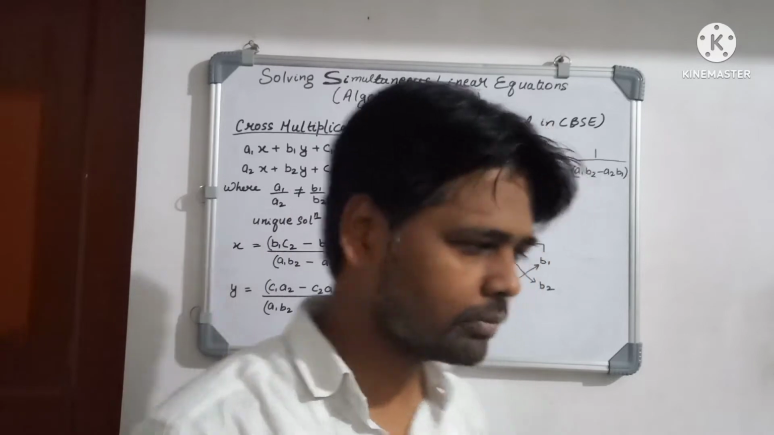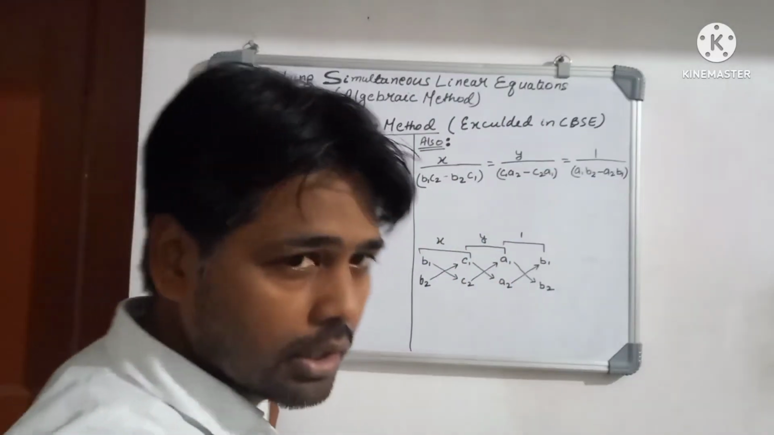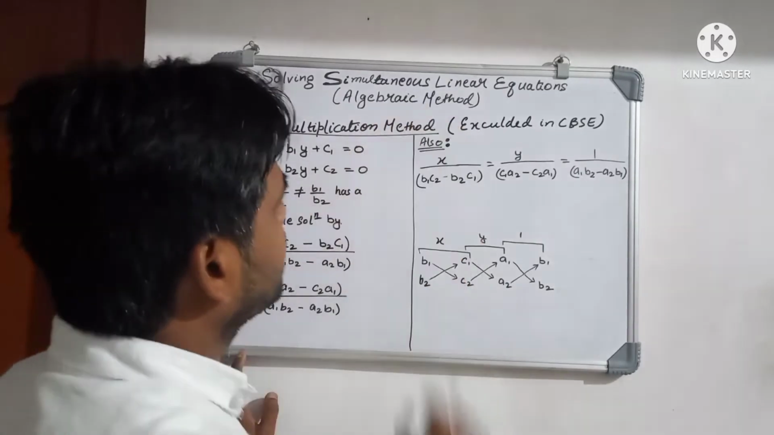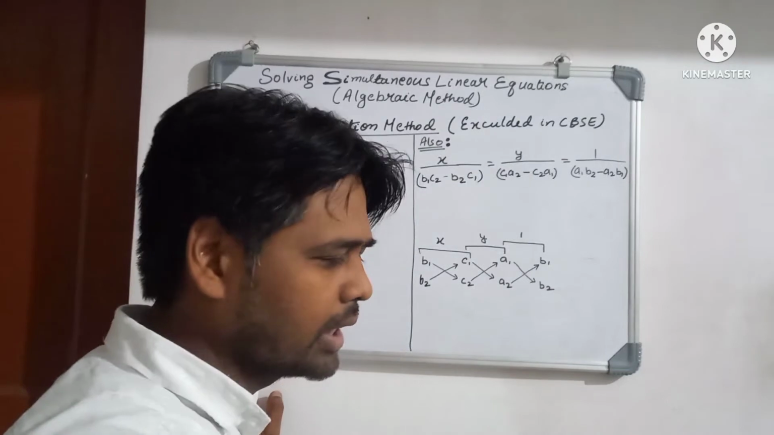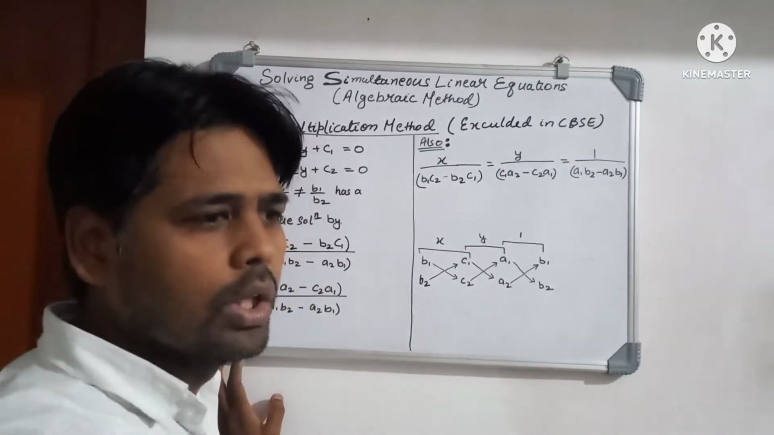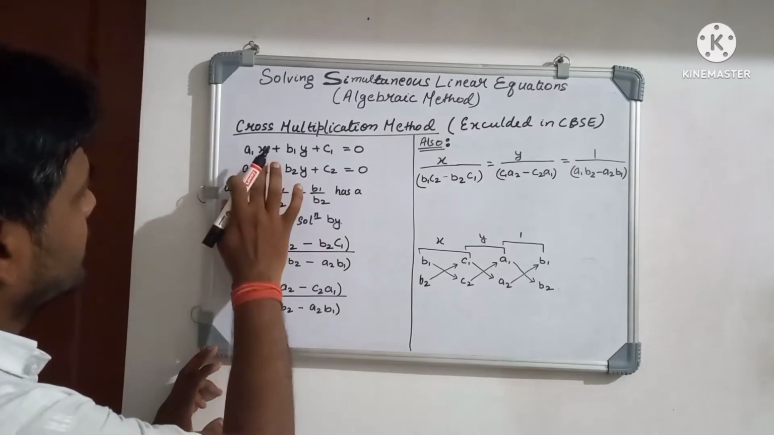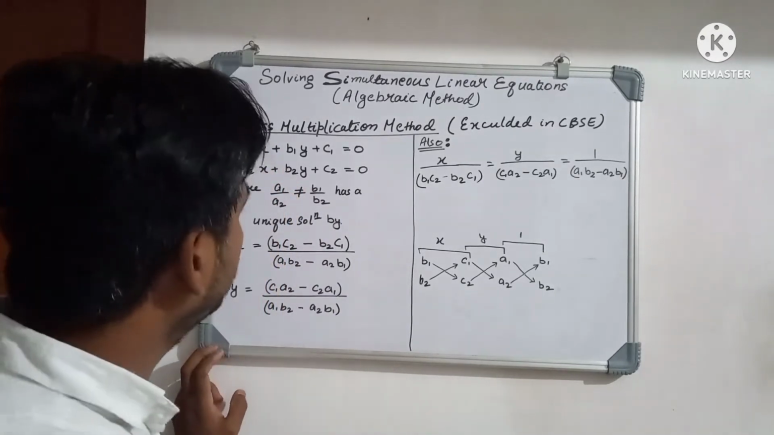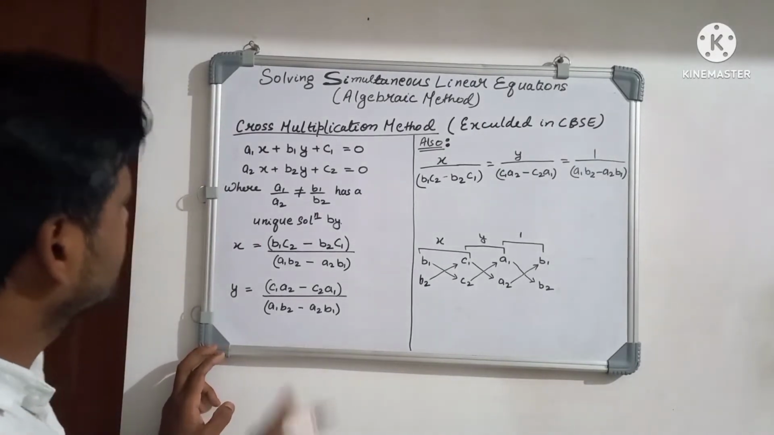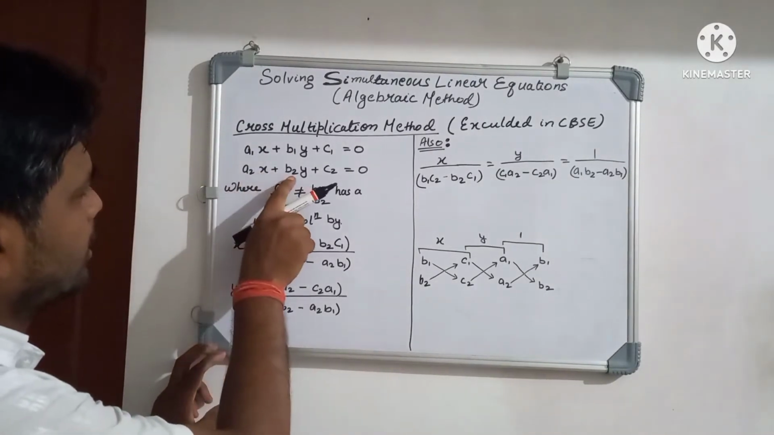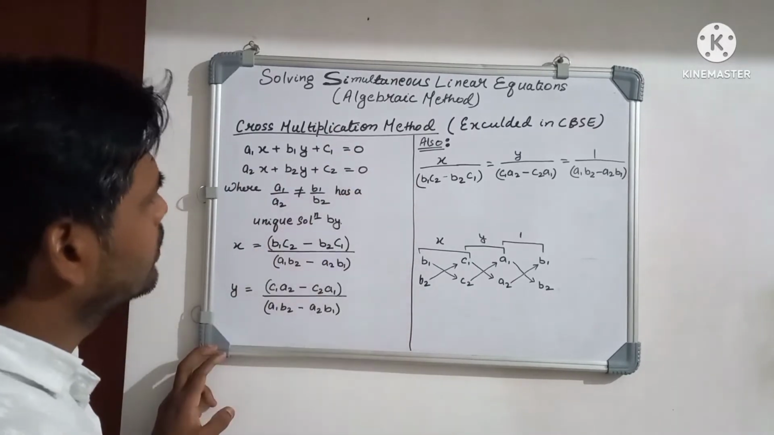Now see, the cross multiplication method is another method in the algebraic method for the solution of simultaneous linear equations consisting of two variables. Let us consider this system of equations: a1x plus b1y plus c1 is equal to 0, and the other equation a2x plus b2y plus c2, again equated to 0.